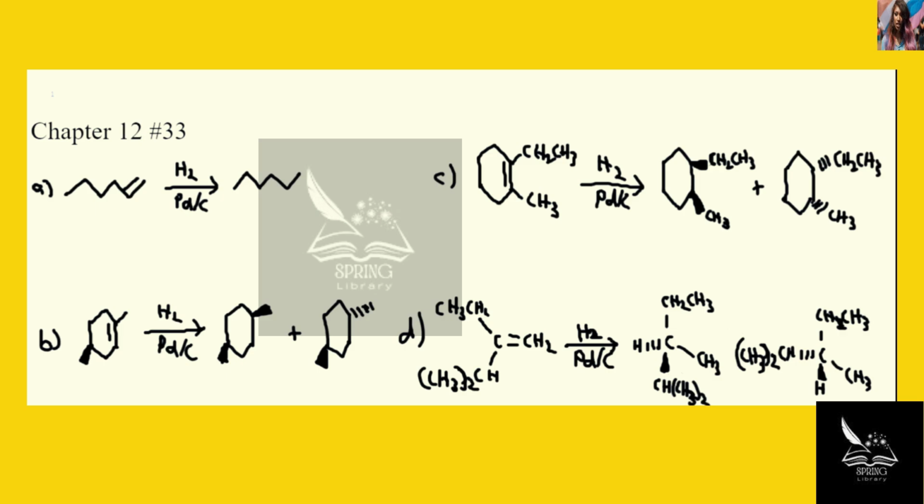And so that's the way to solve this problem. We just need to remember that hydrogen gas and palladium on carbon give a syn hydrogenation. And then we need to account in each of these products for what the product would be if the hydrogen came from the front, and what the product would be if the hydrogens came from the back. And that's the answer to Chapter 12, problem number 33.